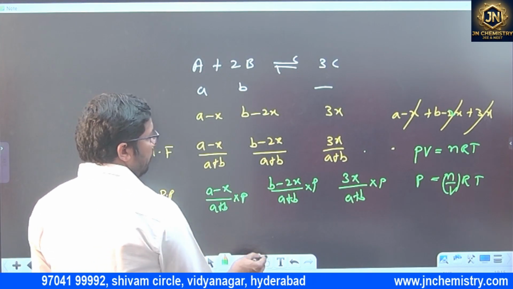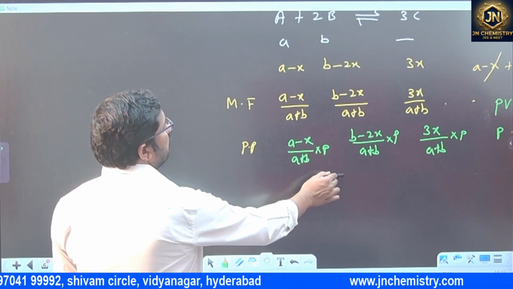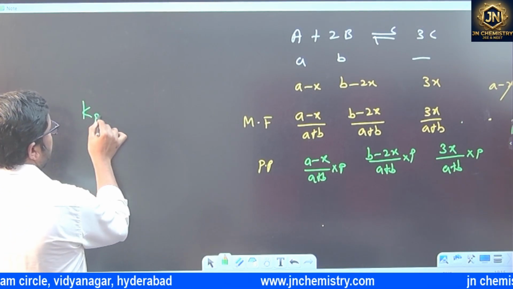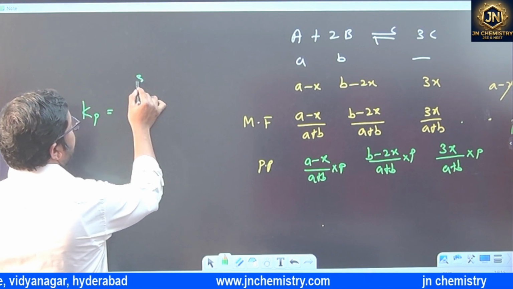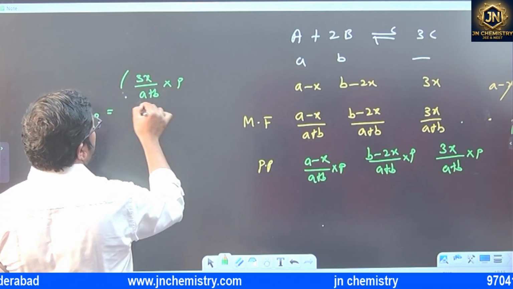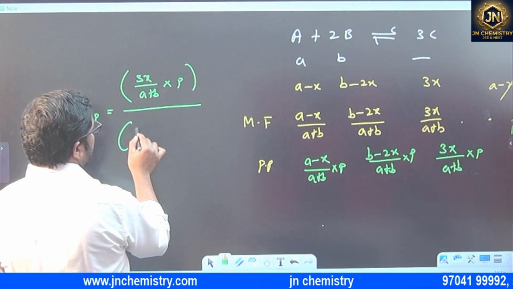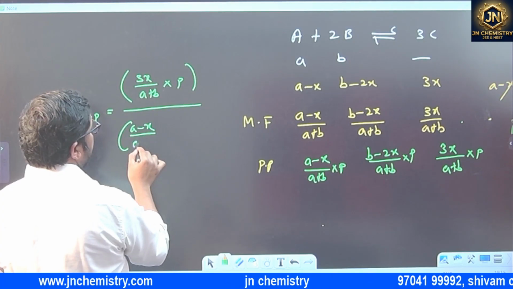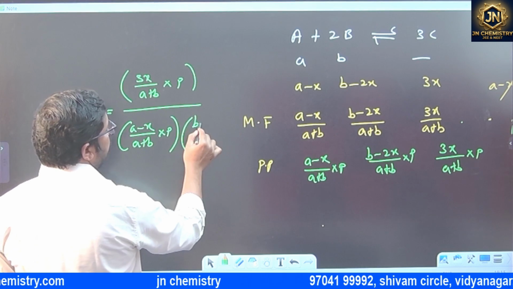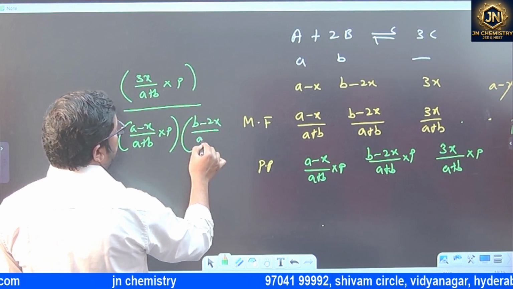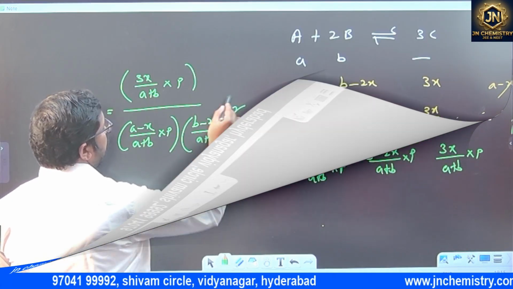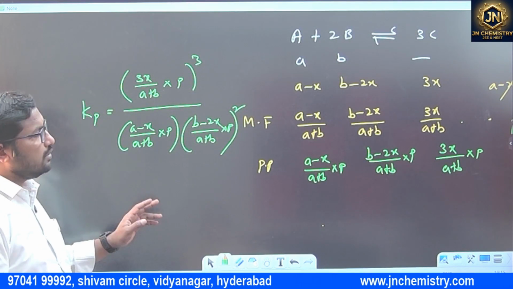So then Kp, how will we write? Kp is equal to 3X by A plus B into P total, divided by A minus X by A plus B into P total, times B minus 2X by A plus B into P total squared. So you can solve it and you will get the answer.